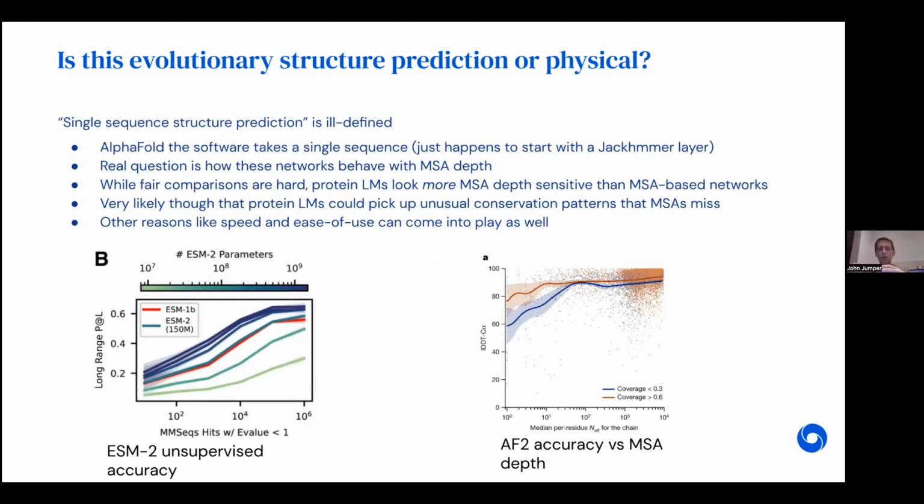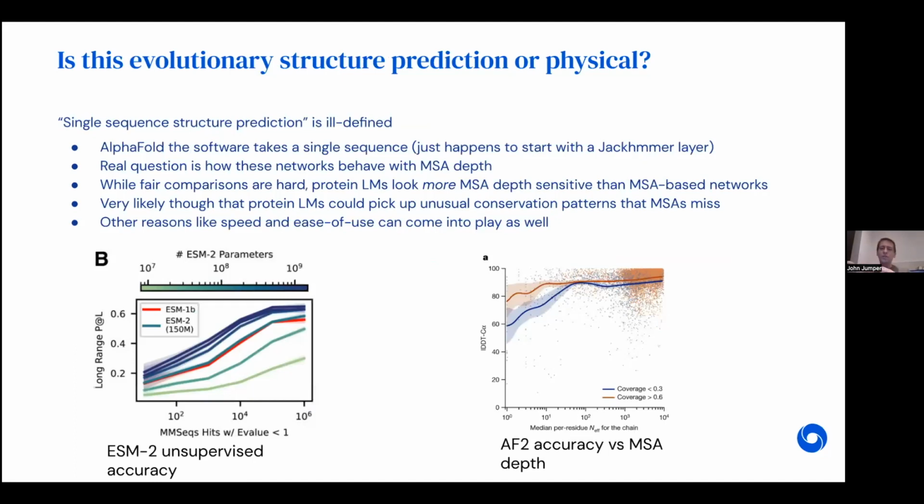And one way I've been trying to think about it, and others have been trying to think about it, is: if these were really physical, you wouldn't care about the MSA depth of the family. The ESM2 paper does some careful work on this and shows quite clearly that their accuracy at unsupervised contact prediction is very dependent on the number of sequences that they would find if they had built an MSA with MMseqs2.